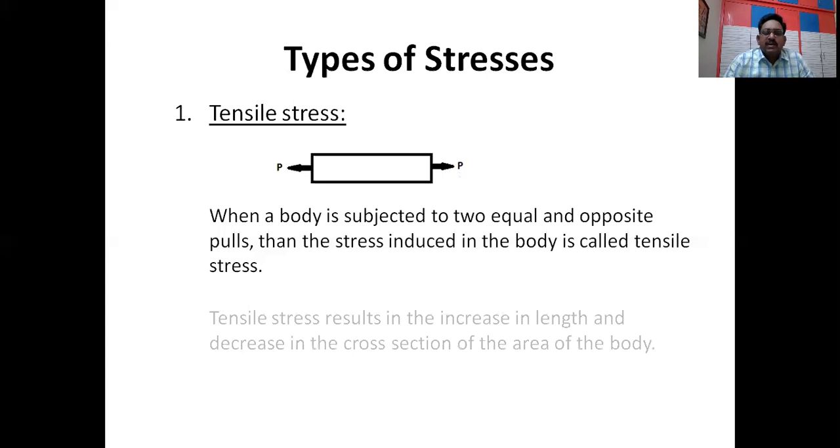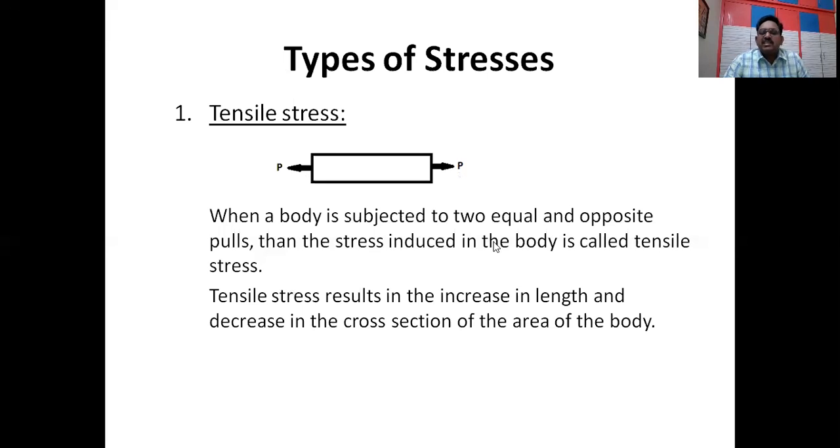Therefore, this tensile stress results in an increase in the length and a decrease in the cross-sectional area of the body. If you observe this figure, when it is pulled like this, its length will be increased. If it is a ductile material, then it will be stretched. So its length will be increased, and consequently its diameter or cross-sectional area gets reduced. This is what happens in tensile stress. It is denoted generally with sigma T. Sigma T means tensile stress.